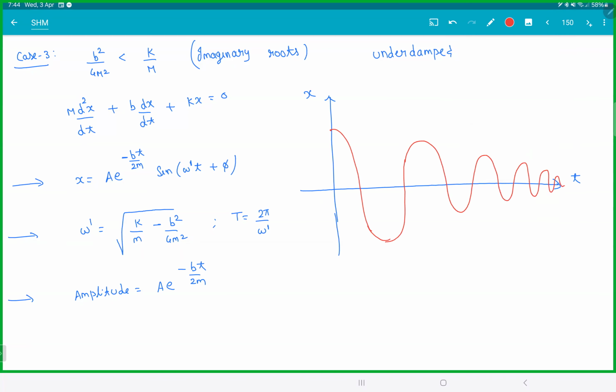You're getting how is it? The function keeps on decreasing. So it is oscillating, but the amplitude is decreasing. Sorry. These are the three formulas you need to remember.